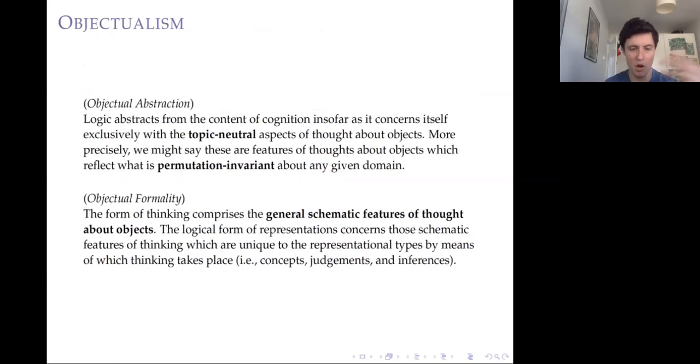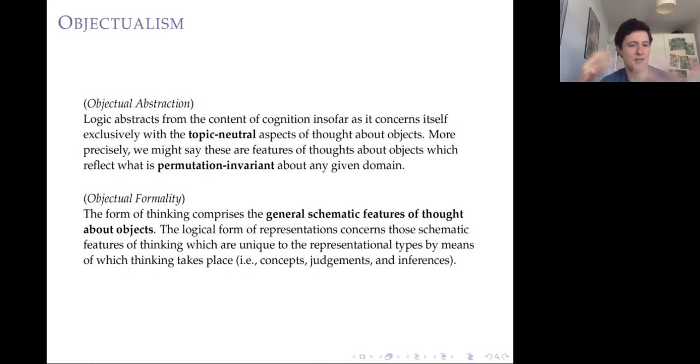We end up, if we adopt the objectualist picture of Kant's logic, with the following answers to the questions I proposed before. What does it mean to say logic is abstract? Well, it abstracts from the content of cognition in the sense that it concerns itself merely with topic-neutral aspects of thought. To make that slightly more precise, we might adopt a more Tarskian way of thinking here and say, well, really it studies the features of thoughts about objects which reflect the permutation-invariant aspects of any given domain.